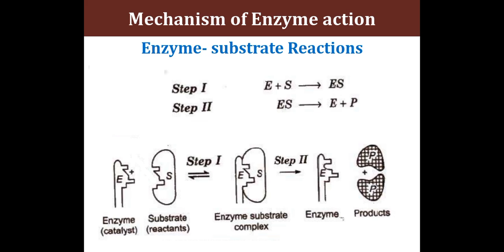So the basic reaction of the enzyme and substrate takes place in two steps. In the first step, the enzyme combines with the substrate to form the ES complex, and in the second step, the enzyme substrate complex forms the product. The product gets formed and the enzyme is liberated from the reaction.